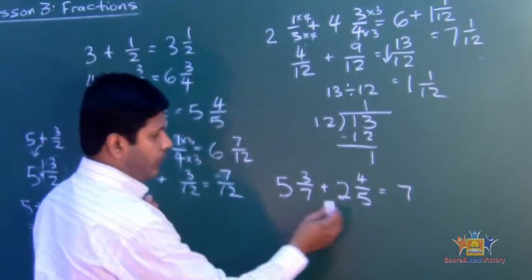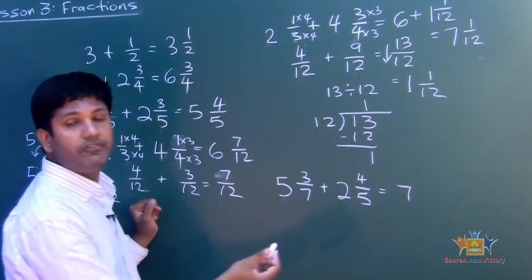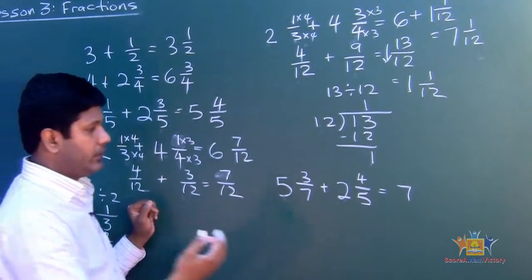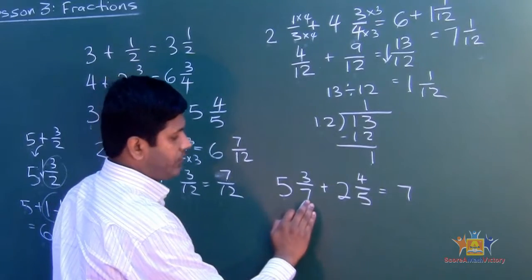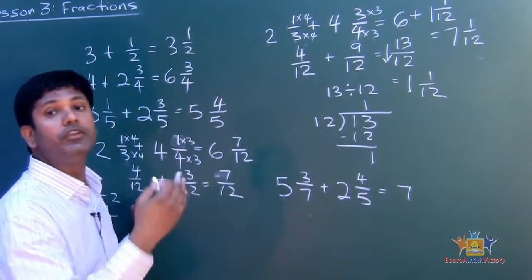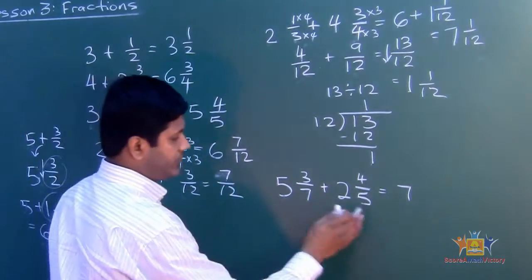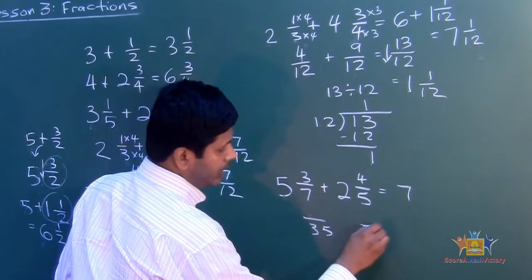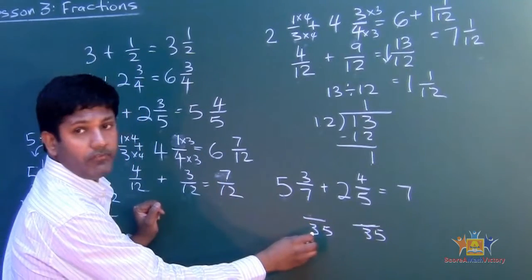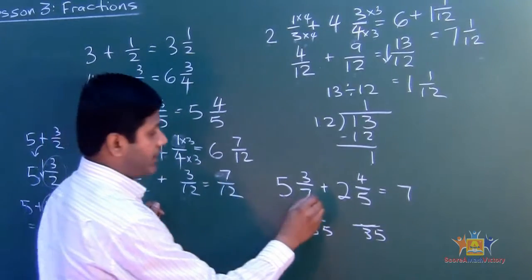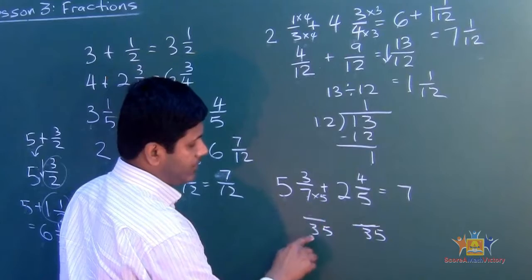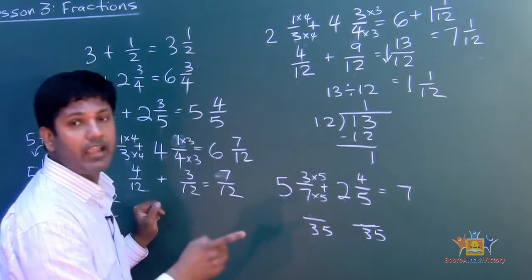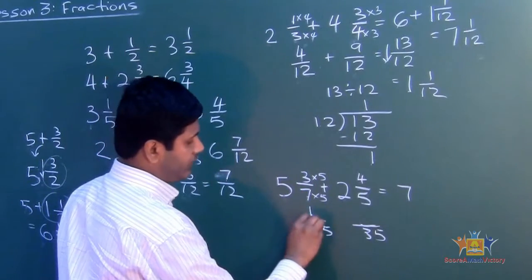So find the common denominator for 7 and 5. Exactly, 7 and 5, the lowest common denominator that can easily be found is 7 times 5, which is 35. So 35 and 35. Now, how do I go from 7 to 35? By multiplying 7 by 5. If I multiply the denominator by 5 to get to 35, I also have to multiply the numerator by 5, which would be 3 times 5 is 15.